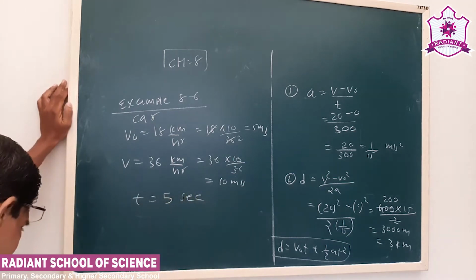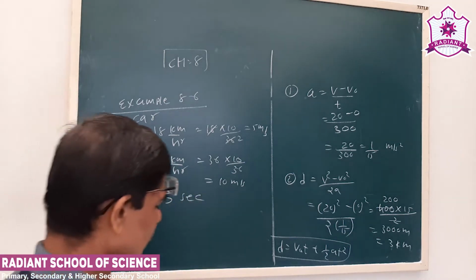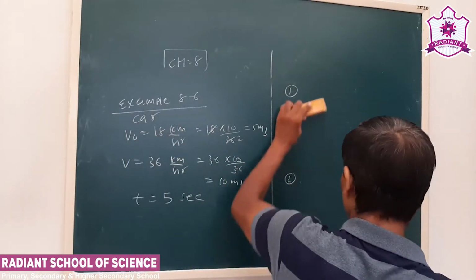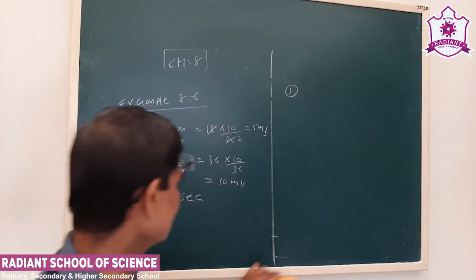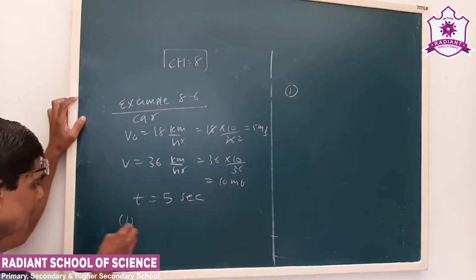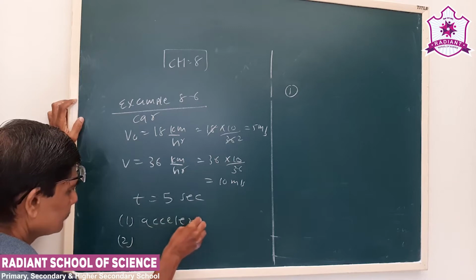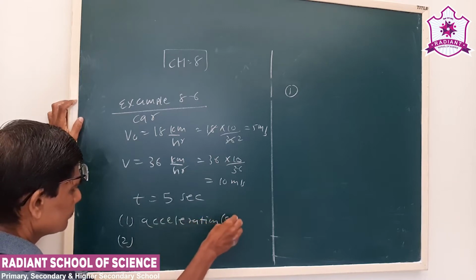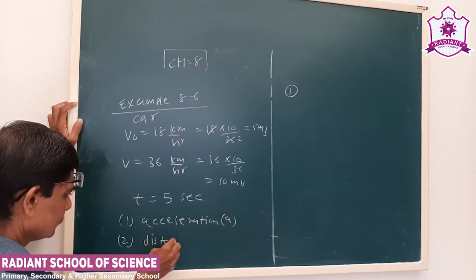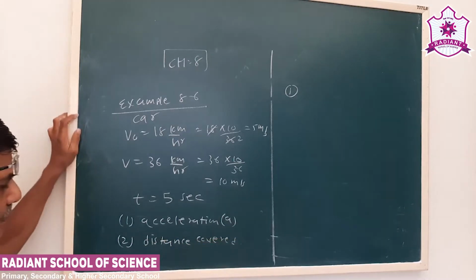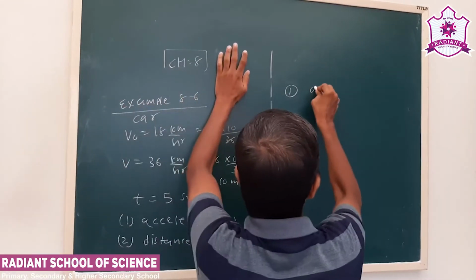Here also we have to use the same formula. We have to calculate the acceleration and the distance covered. See what you have to find out: a. Now again we use the same formula.